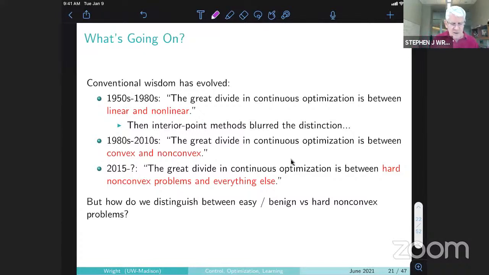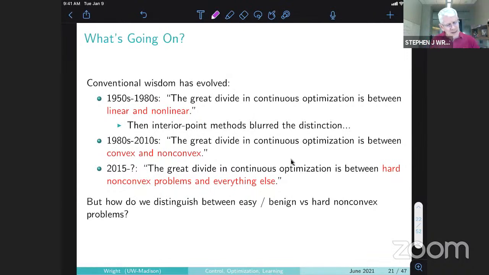So a little bit about what's going on here. What's happening that's making these non-convex problems so easy. And just stepping back, I would say that conventional wisdom in continuous optimization I've really seen evolve even during my career. So back, I'd say up to the 1980s, people perceived the great divide. If you're doing a taxonomy of continuous optimization and you had to decide, at the top level, what's the most fundamental split that you can make to split it into 2 categories? Up to the 1980s, people would have said, well, linear versus nonlinear, that's the most fundamental distinction. But then interior point methods came along, Karmarkar's method, primal-dual methods. They basically used nonlinear optimization techniques to solve linear programming. So that sort of blurred the dividing line between linear and nonlinear.